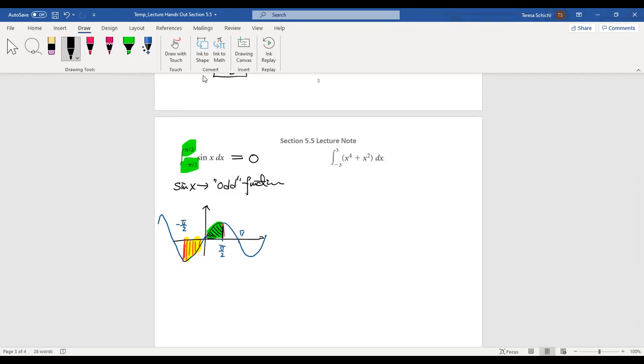Okay, so now let's take a look. This is x to the fourth plus x squared. So x to the fourth plus x squared, this is what? This is an even function.